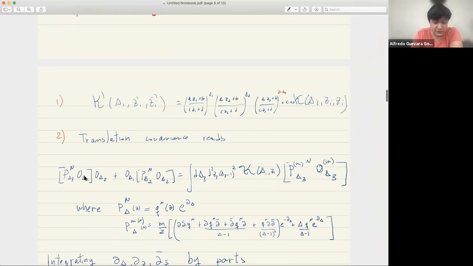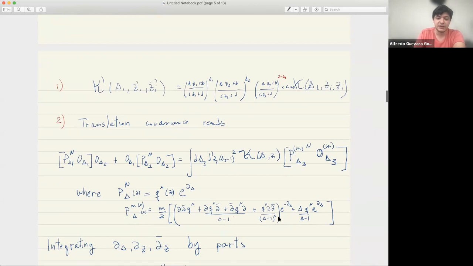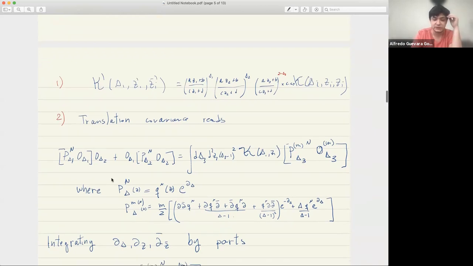The P mu is a translation, but it acts differently on massless and massive. So recall that the right-hand side is massive because we're contracting massless into a massive particle. The massless case is a very simple generator, but the massive one is more cumbersome. All right, both these sides have to agree, of course, for translations.